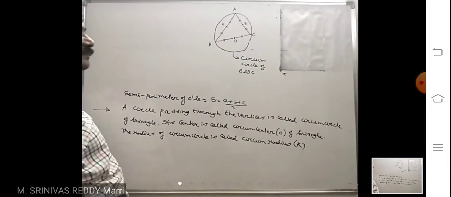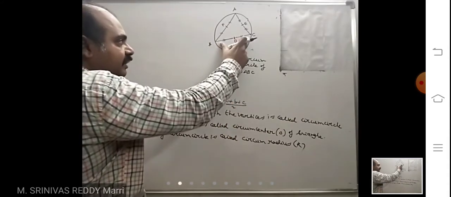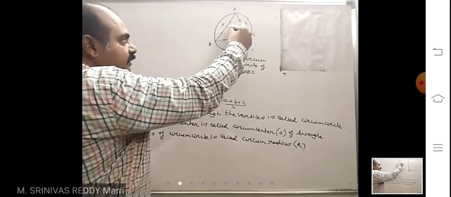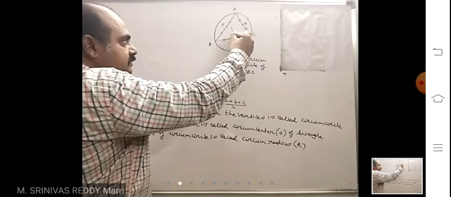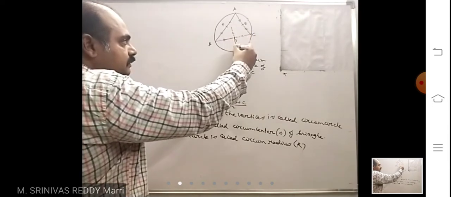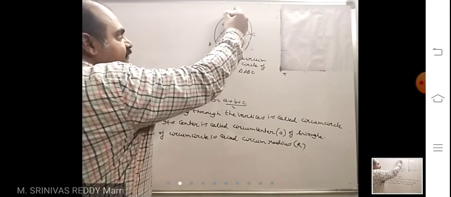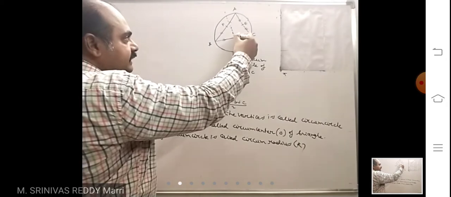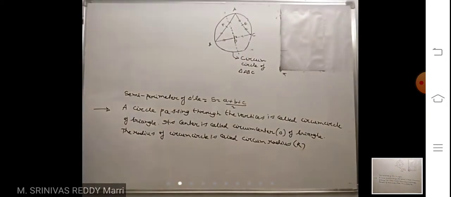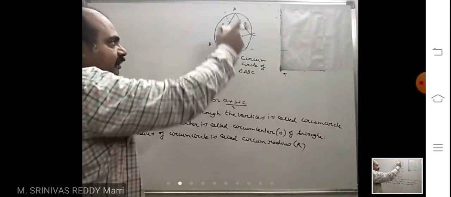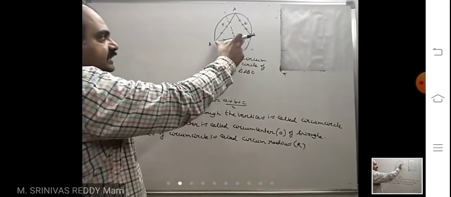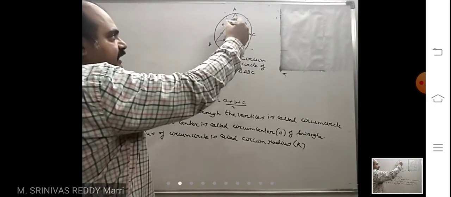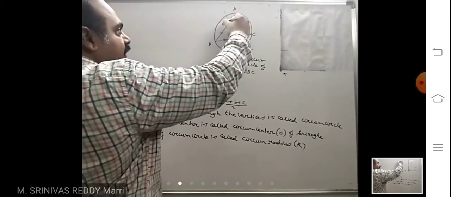Perpendicular bisector of BC means what? Perpendicular to BC and passing through D, I am drawing one line like this. This line I am drawing is called the perpendicular bisector of BC. The dotted line is nothing but perpendicular to BC and passing through the midpoint D. Similarly, for AB, I am drawing like this.